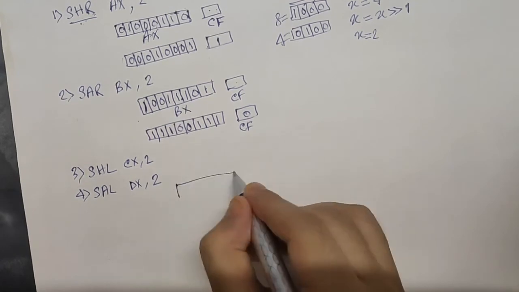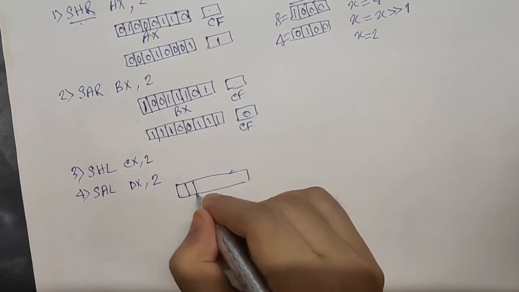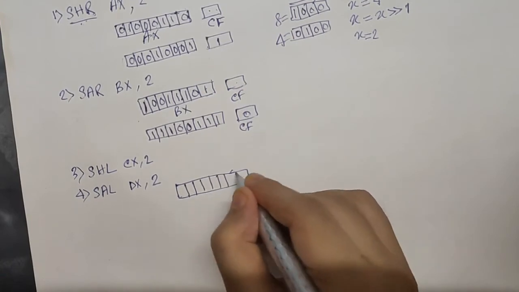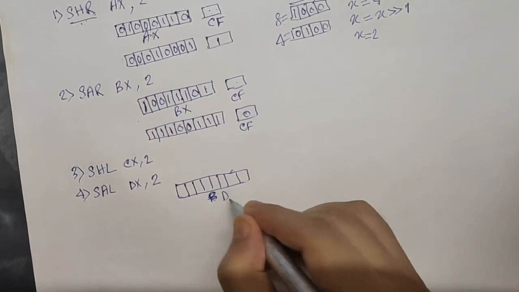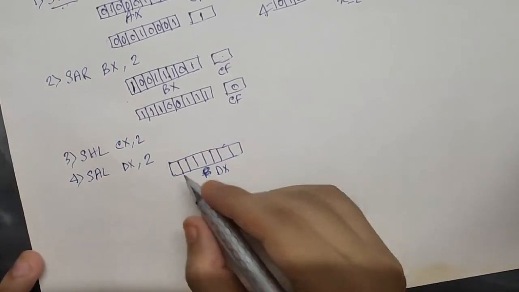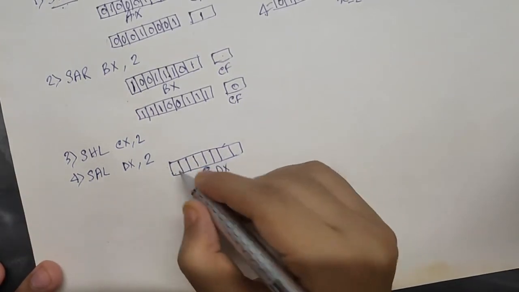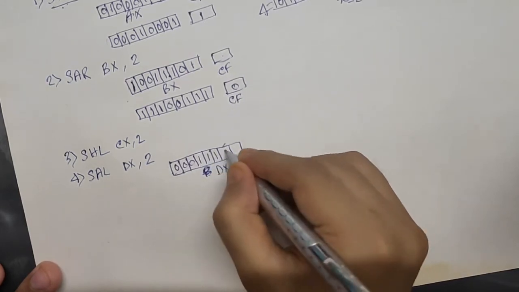So I have this 1 2 3 4 5 6 7 8, and this is dx. I need to fill this with any number, like 0 0 0 1 1 1 0 1.